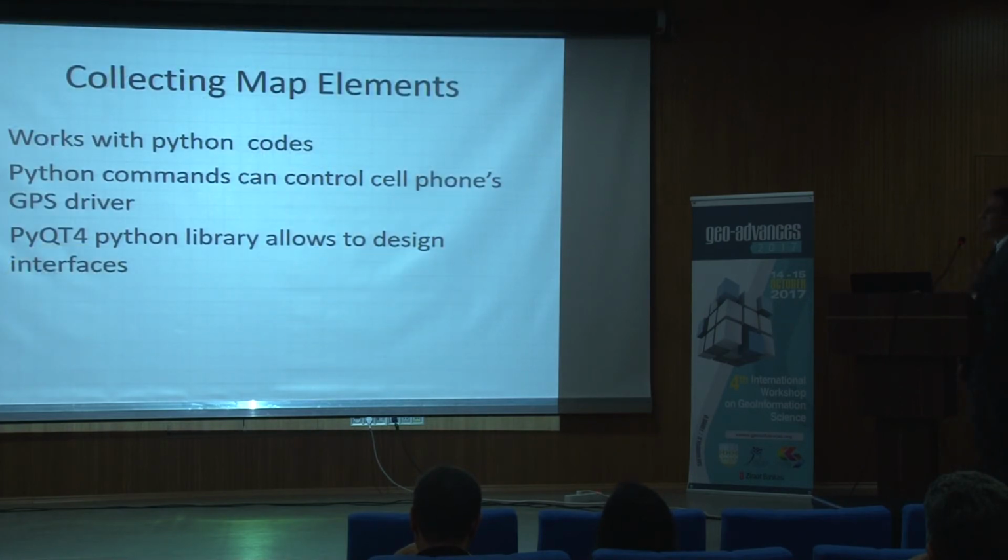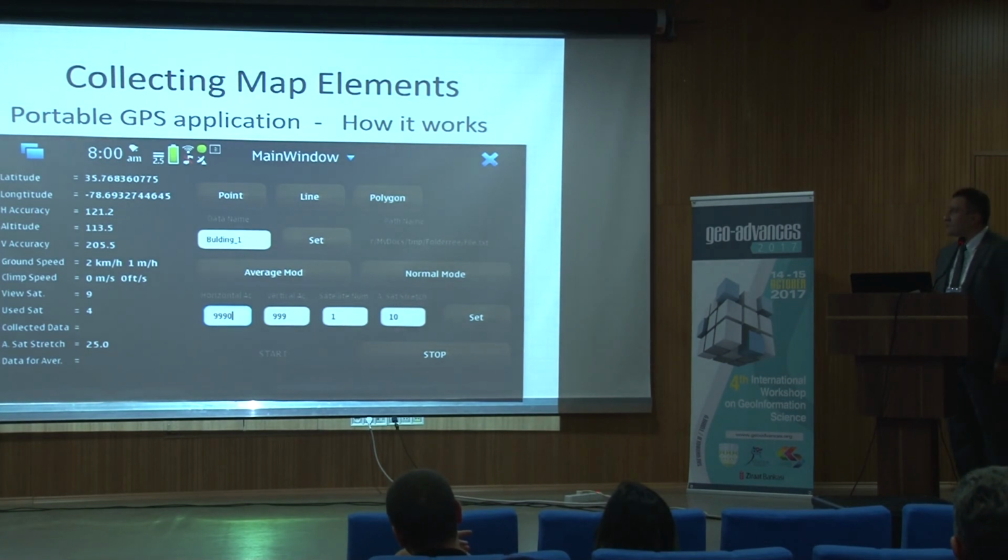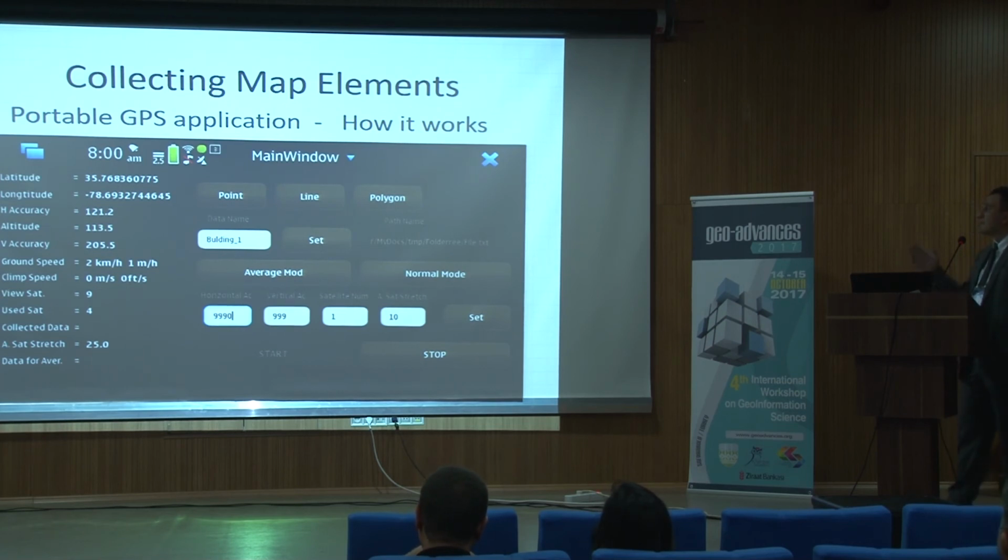On the Nokia N900, when I checked its developer code, I saw that it works with Python, and Python can control the cell phone's GPS driver. If you want to create interfaces on the cell phone, you need to use the PyQt4 library. It's a Python library that allows you to design interfaces on the cell phone. This is my cell phone application. I created this one using the PyQt library, and this application allows the user to collect point, line, or polygon data from the cell phone's GPS driver.